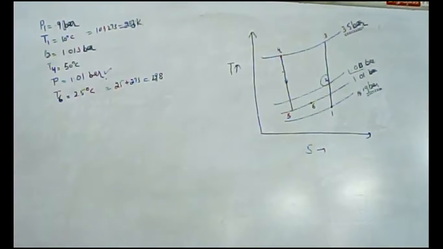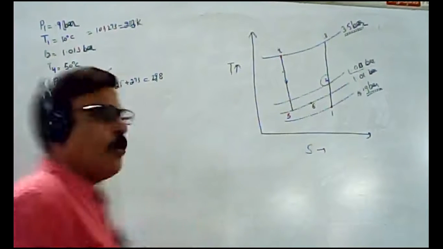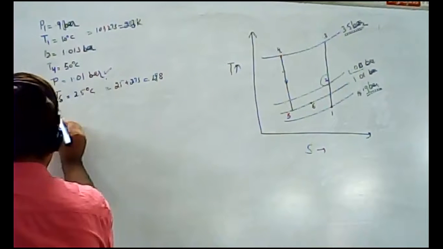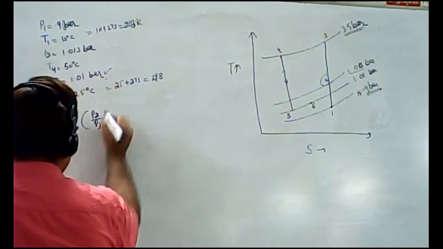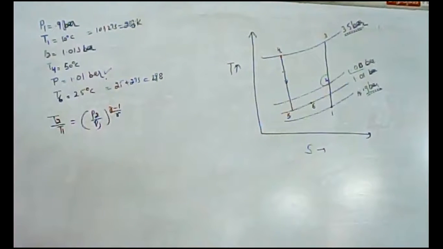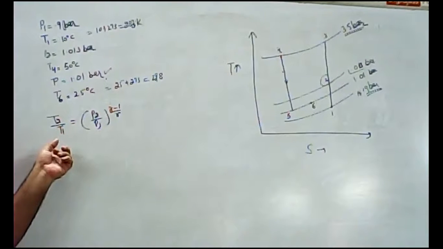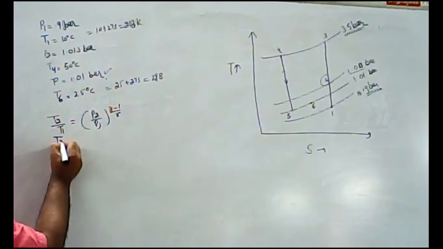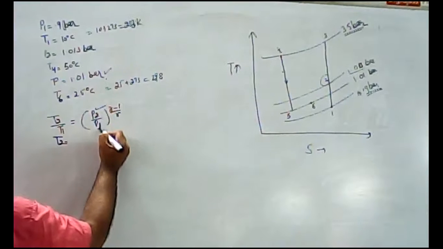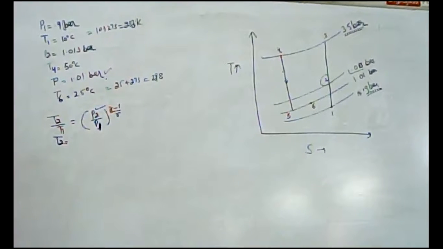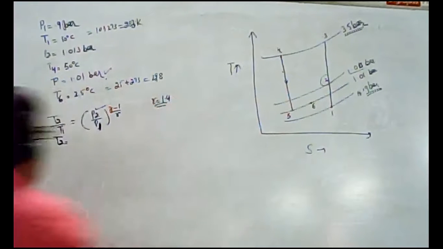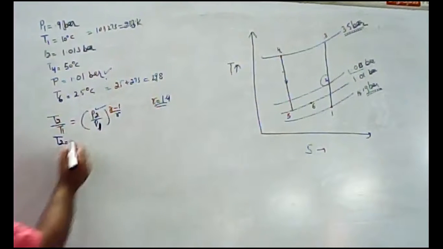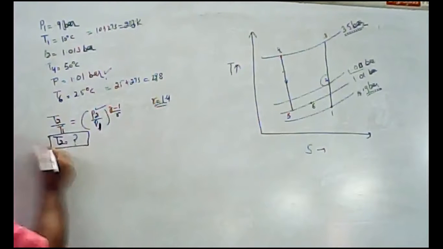Okay, so now from isentropic compression we know the relation between pressure and temperature. T2 by T1 will be equal to (P2 by P1) raised to the power (gamma minus 1) upon gamma. From here, you can calculate the value of T2, because P2 and P1 values are already given in your statement. And gamma, everybody knows the value of gamma, that will be equal to 1.4. So from here, you can calculate the value of T2.